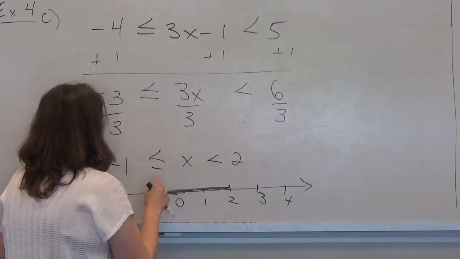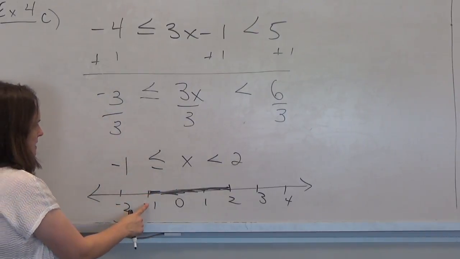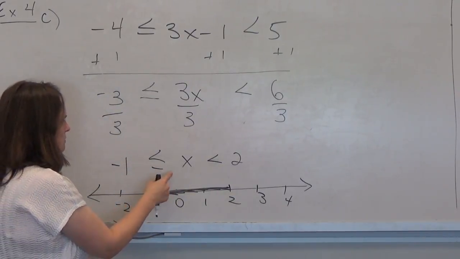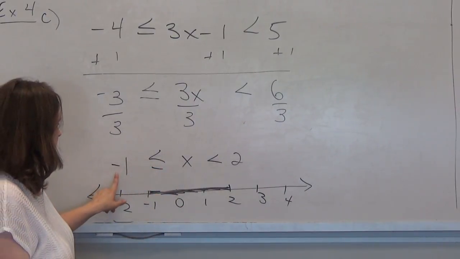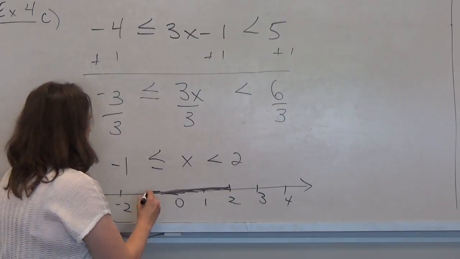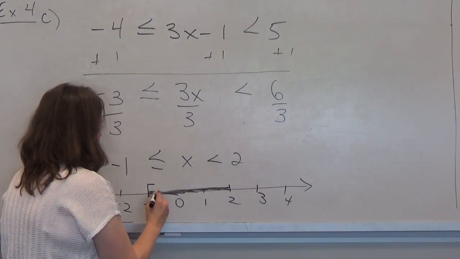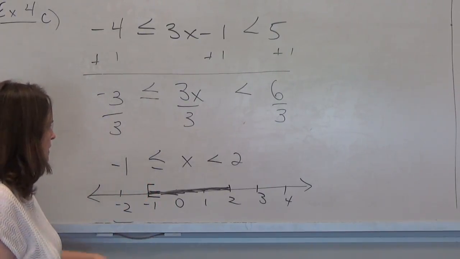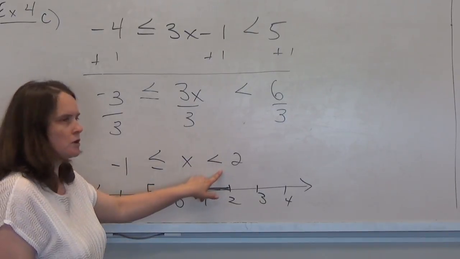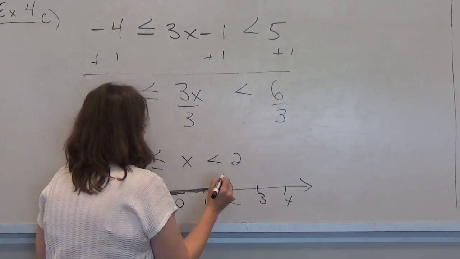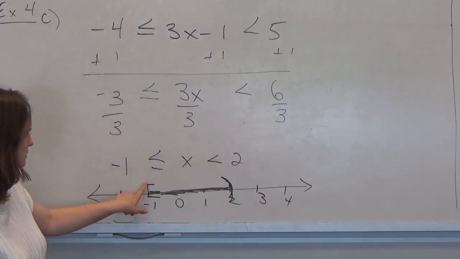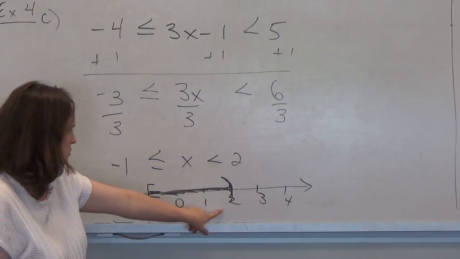All right. The symbol here tells me what to put at the negative 1. If you were to break this apart, it would say x is greater than or equal to negative 1. So you need to use the closed circle or the square bracket at the negative 1. Over here, x is less than 2, so you can use the open circle or the round parentheses at 2. So this is the graph from negative 1 to 2.